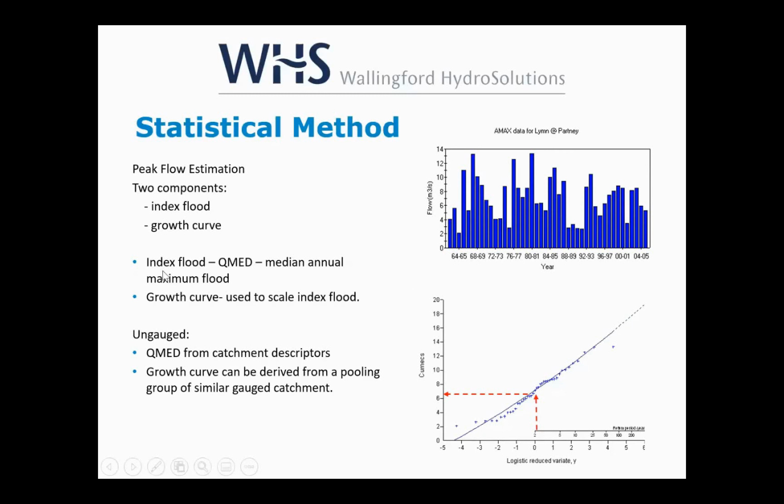You then use a growth curve, which is used to scale your index flood. So your median annual flood is typically proportional to a 2-year return period event. But what if we want to estimate to a 100-year event? What we would do is look at our growth curve, which, say, for the 100-year event had a multiplication factor of 3. We would multiply our index flood by 3, and that would give us an estimate of flow for our 100-year event, which would be around 15 in this case.